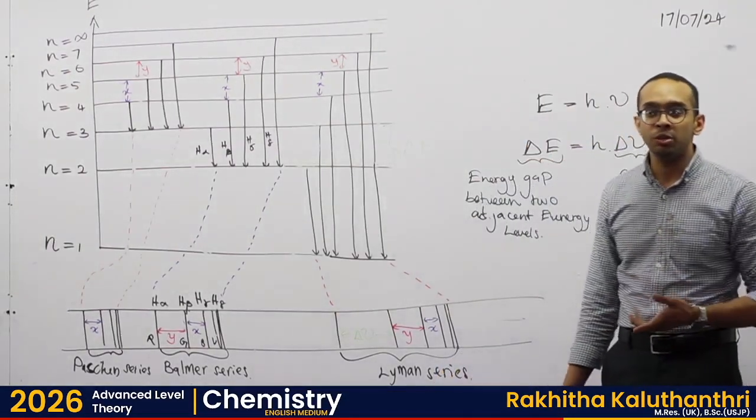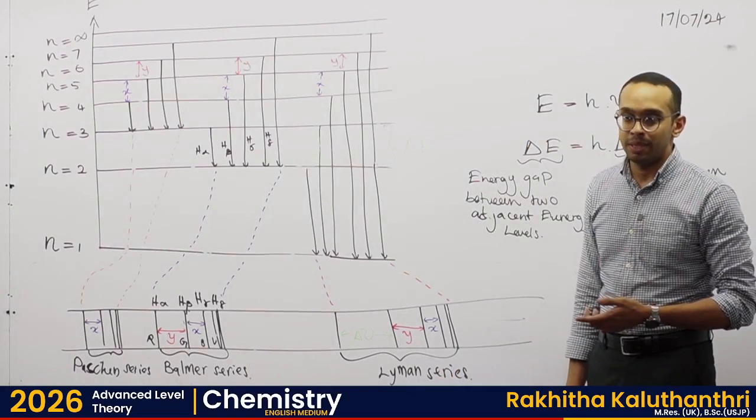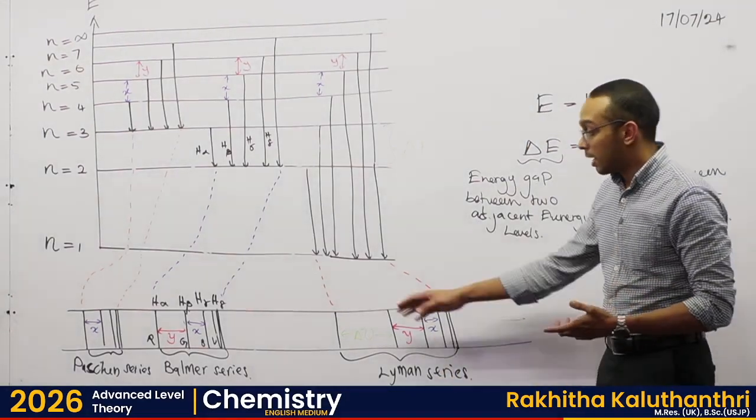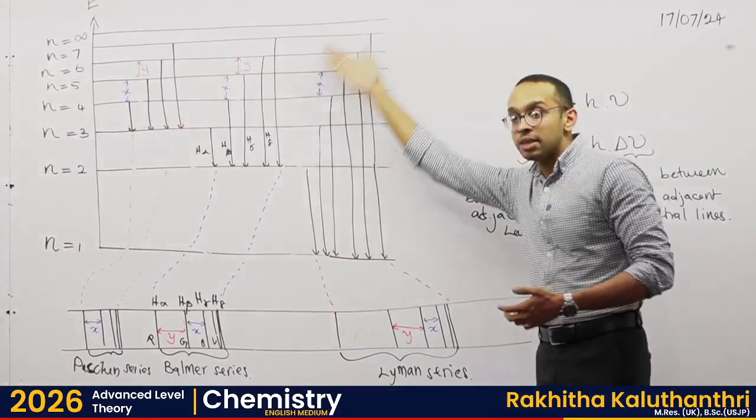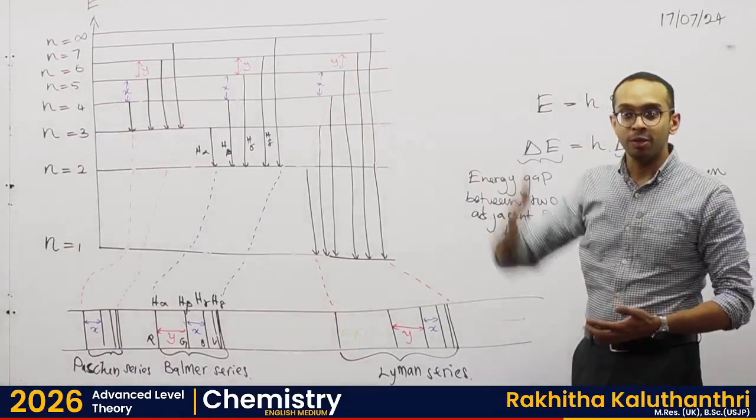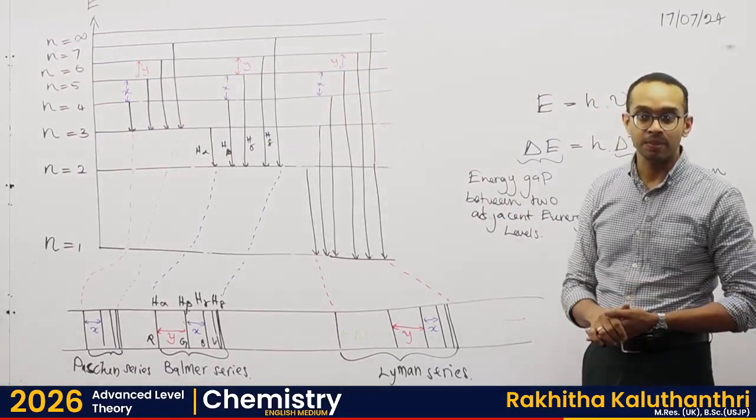Because this reason is usually asked. They ask you why this is happening. So you have to say, the gaps between spectral lines decrease because the gaps between energy levels decrease as you move away from the nucleus. That is the reason. Clear?